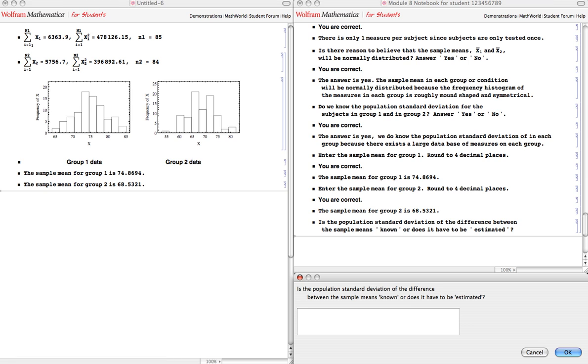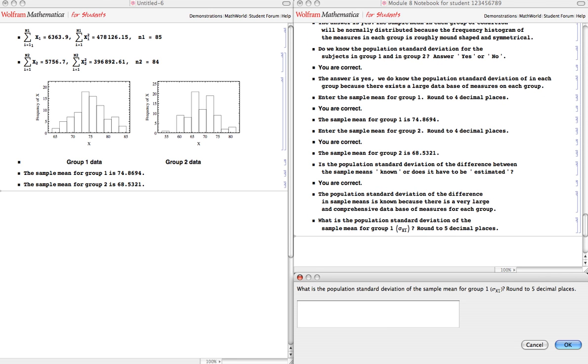Okay. Is the population standard deviation of the difference between the sample means known, or does it have to be estimated? Because we have the population standard deviation for each group, we can just compute the population standard deviation of the difference. So we don't have to estimate it. We can know it as soon as we compute it. So it is known.